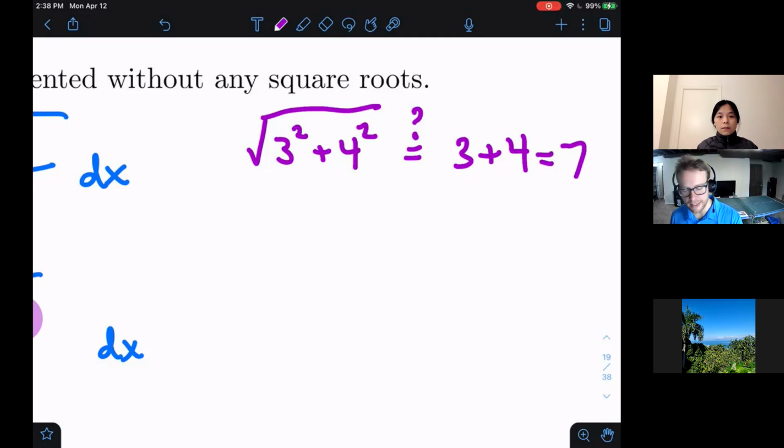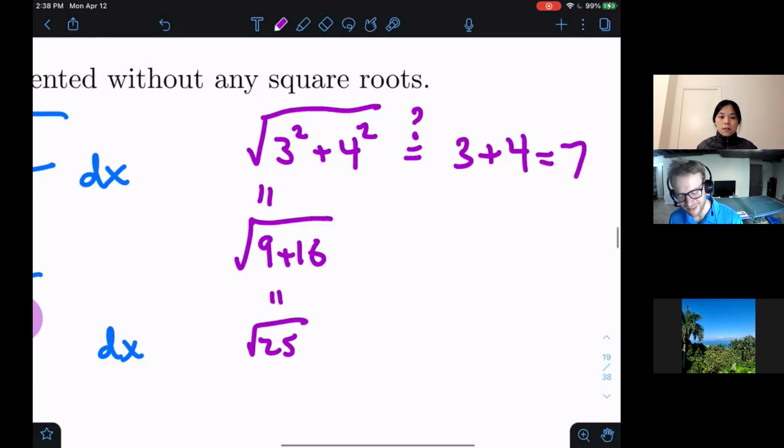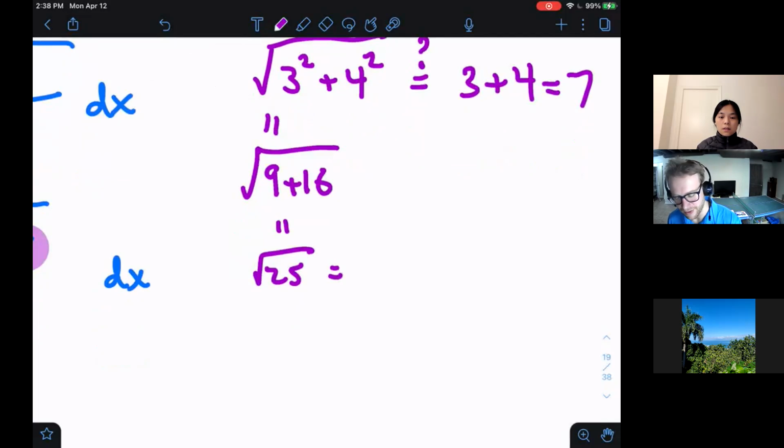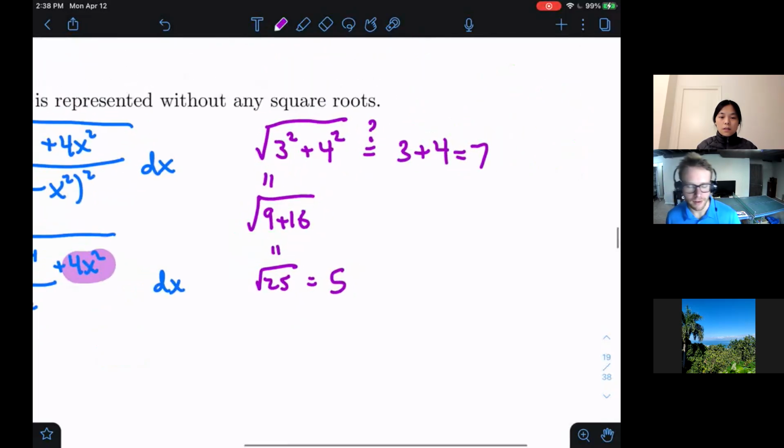Now on the left-hand side, let's not do that. Let's just evaluate this out the normal way, quote unquote. This is going to be the square root of 9 plus 16. So that's going to be the square root of 25, which unfortunately you can see now is definitely not 7, right? It's 5. Okay, that makes sense. Thank you. So yeah, sadly not.